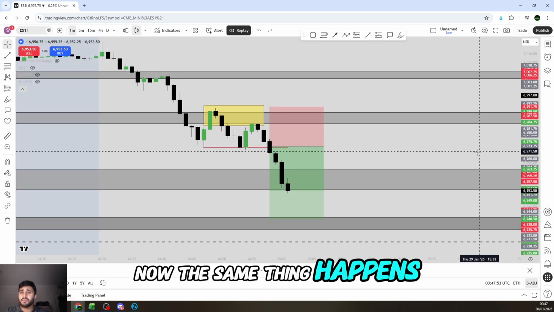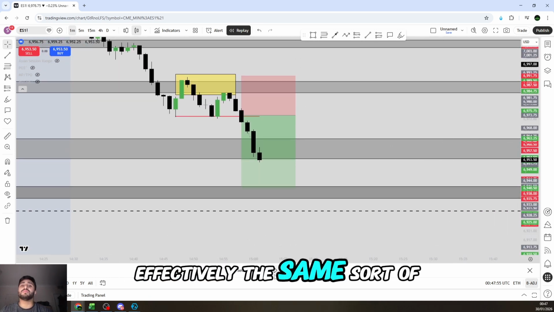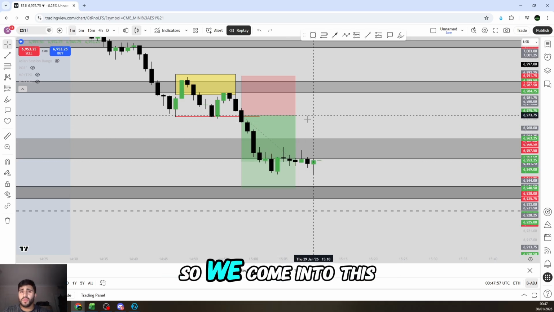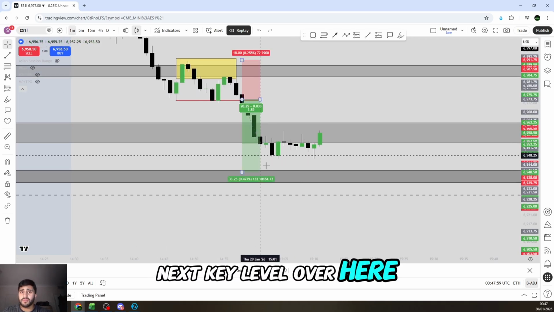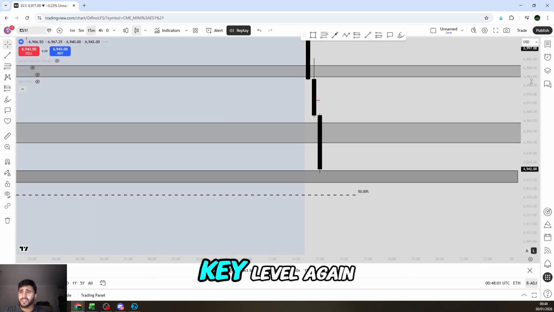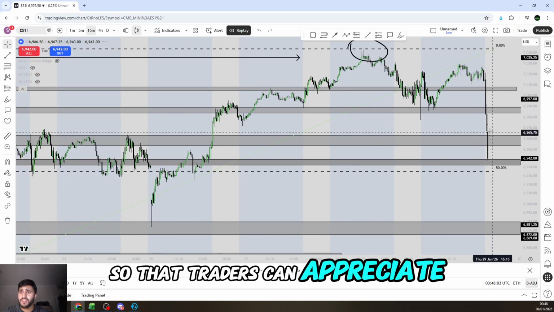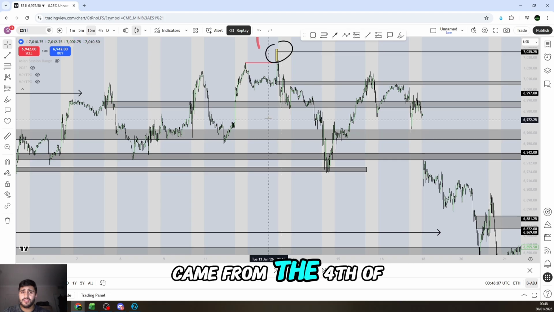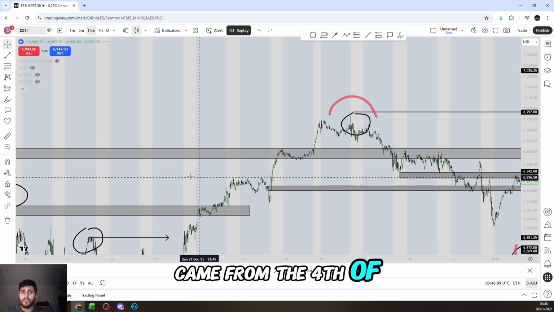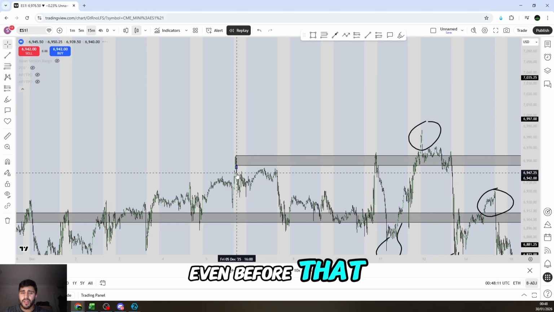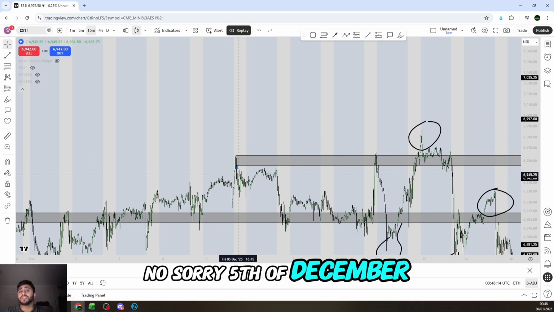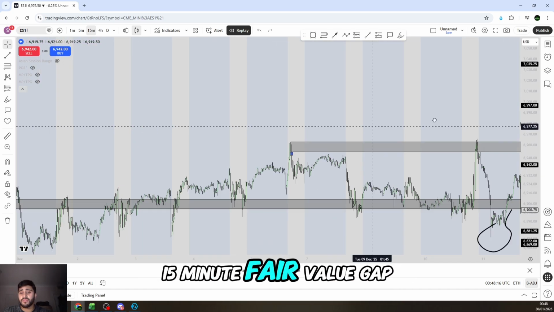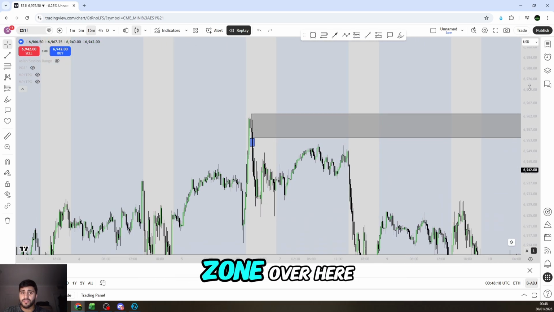Now, the same thing happens here. Effectively, the same sort of thing happens over here. So we come into this next key level. Just to break down this key level again so that traders can appreciate, this key level actually came from the 4th of November, I think it was, or even before that. So, no, sorry, 5th of December. Again, this was a 15-minute fair value gap, a 15-minute zone over here.